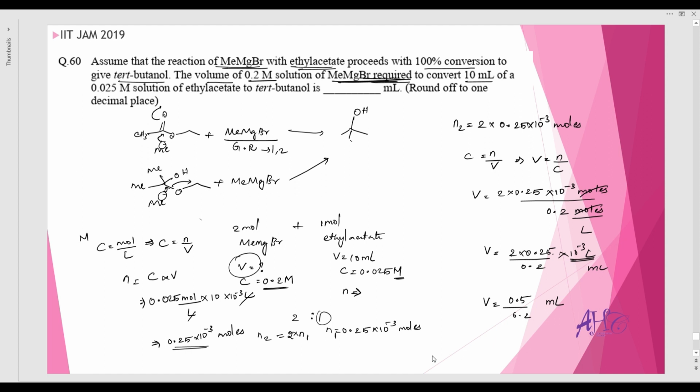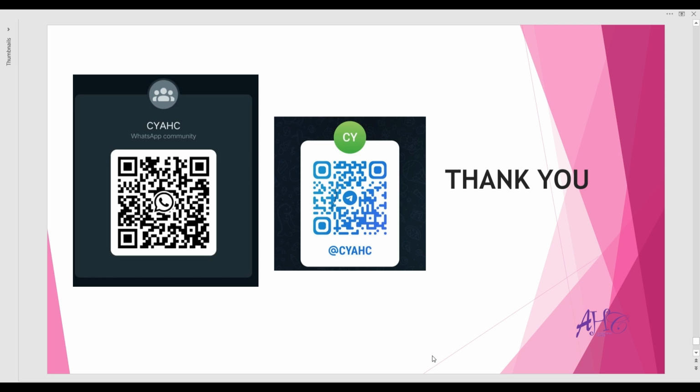0.5 by 0.2, what is it? This is going to be literally 5/2. So V is equal to 2.5 ml. So your answer is 2.5 ml. Okay, 2.5 ml of methyl magnesium bromide is required to react with your ethyl acetate. Okay, so yeah, that's it. Hope you all understood the problem. If you have any doubt, please let me know. Thank you.